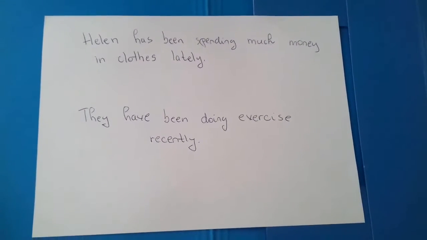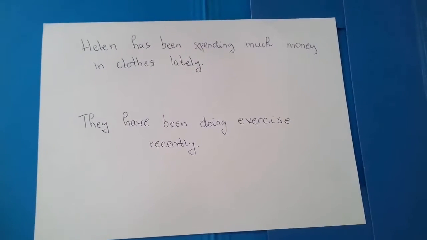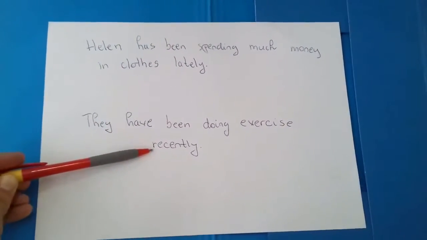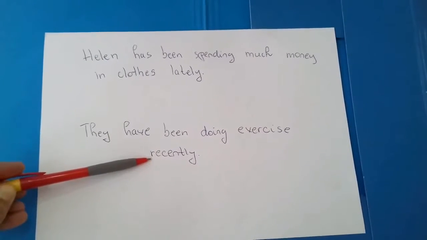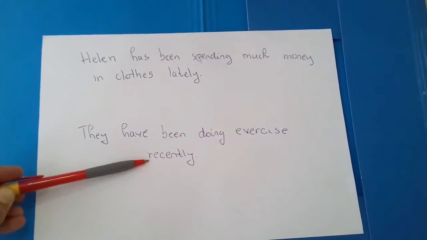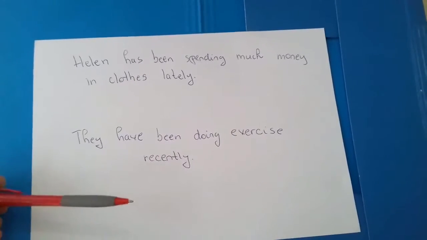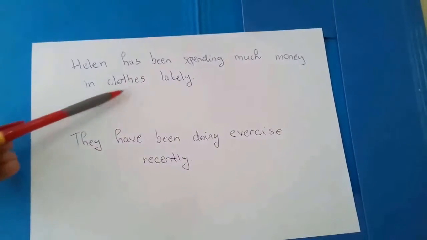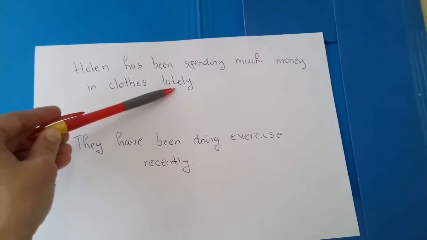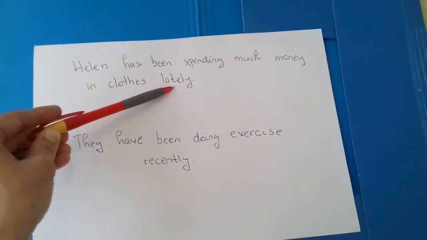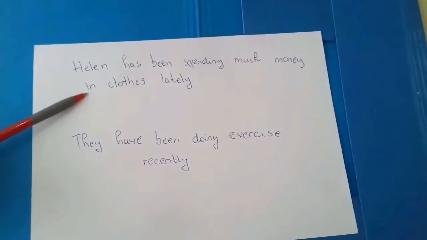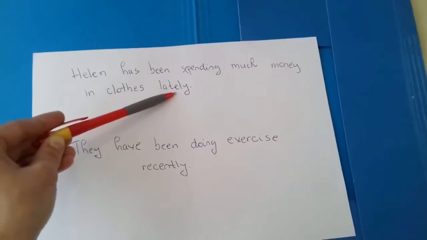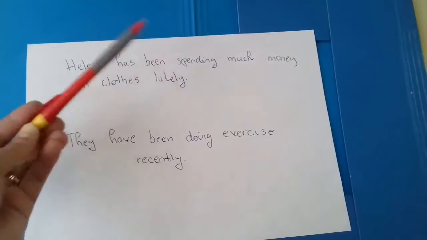We also use the present perfect continuous tense with the adverbs lately or recently. So we use the present perfect continuous tense to talk about new developments which may be temporary. Helen has been spending much money on clothes lately. This means she didn't used to spend much money on clothes, but she's doing it lately. So this is temporary.